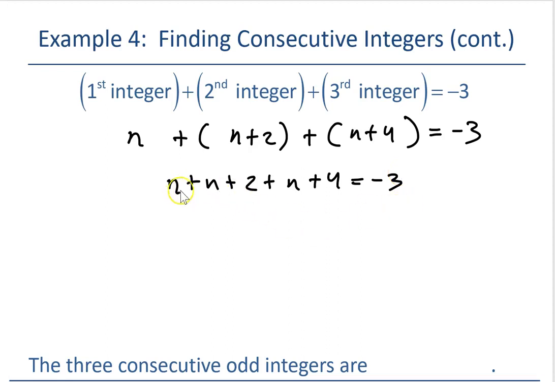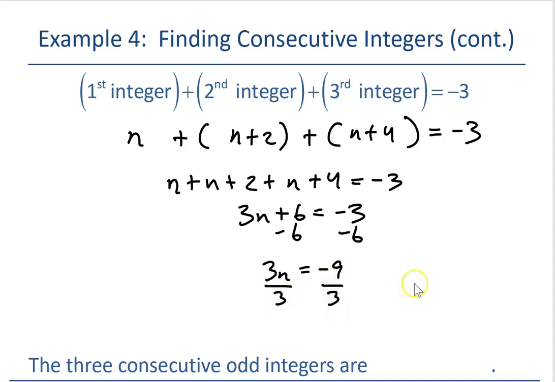Well, let's combine like terms. I've got an n and n and an n. That's going to give me a 3n. I've got a 2 and a 4. That's going to give me a 6. All equal to negative 3. Well, we can solve that. Just let's subtract 6 off both sides, and we get 3n is equal to, well, negative 3 minus 6 is going to give me a negative 9. Divide by 3, and we get n is equal to negative 3. Okay? Well, remember, the 3 consecutive odd integers are, well, now we've got to go back and plug them in.